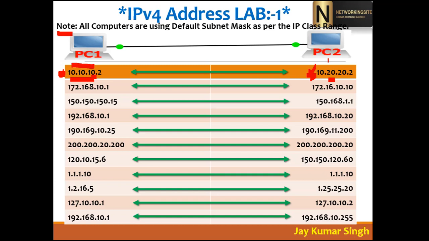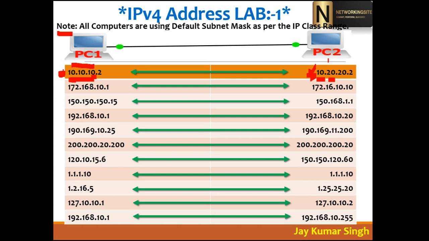The network part is also matching: 10 is here, 10 is here. So the second condition is also correct. Now, both computers' IP addresses cannot be the same in the network. Here it is 10.10.10.2 and 10.20.22, so the IP addresses are not the same. Now the fourth condition is saying that in any IP address class, all host parts cannot be 0.